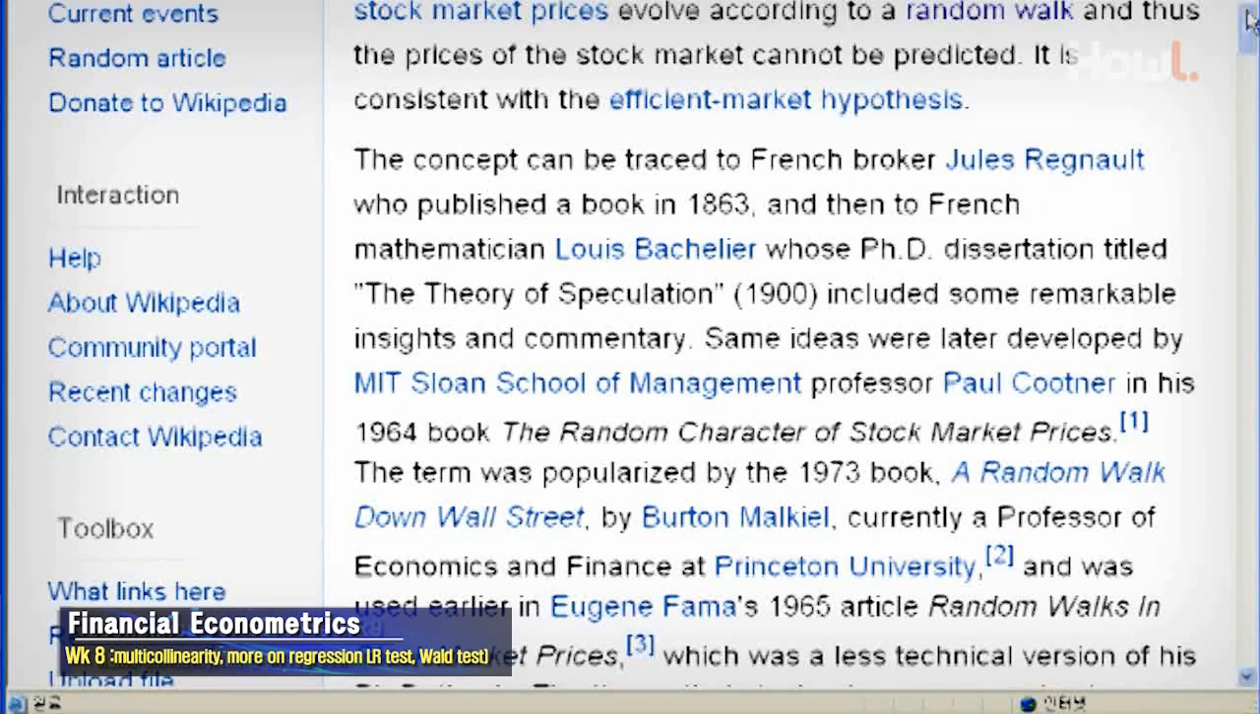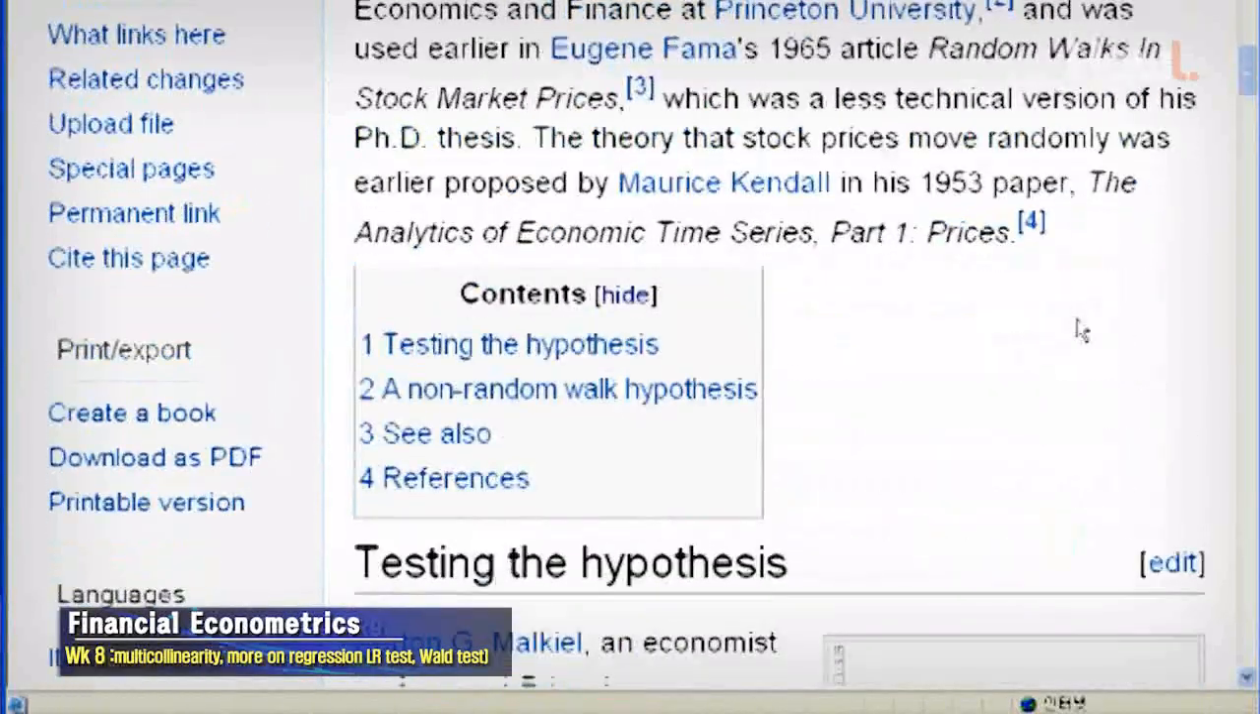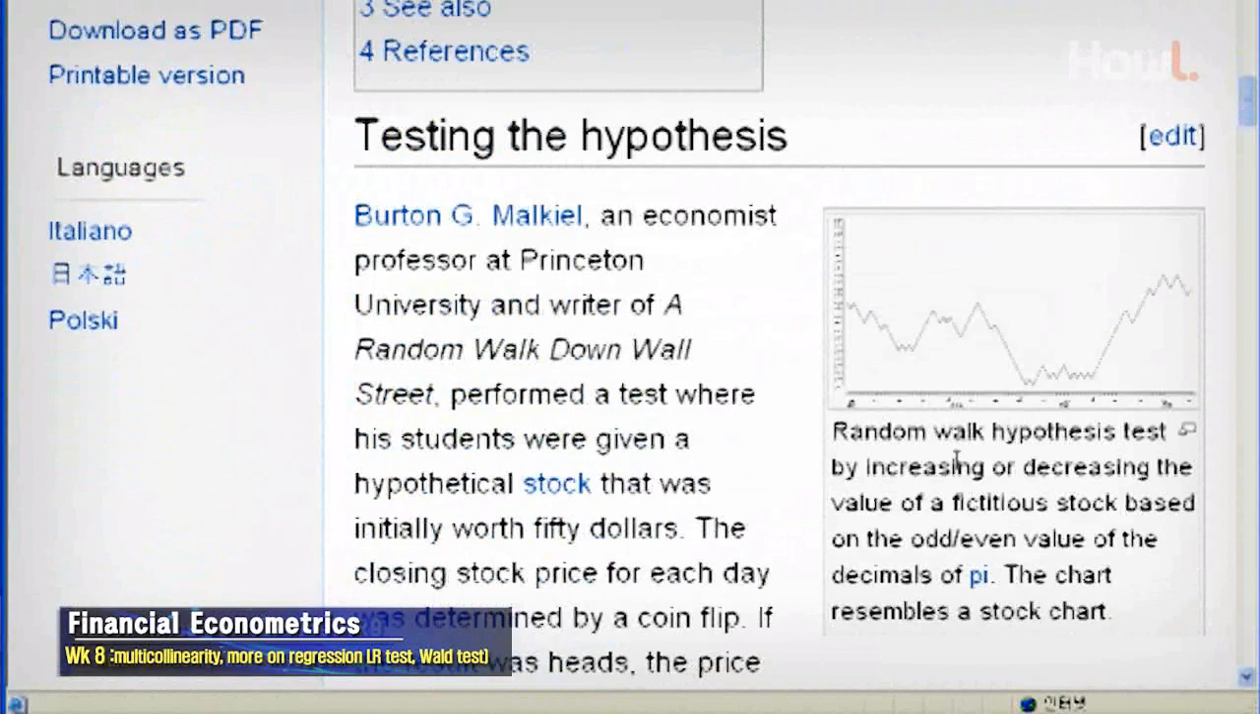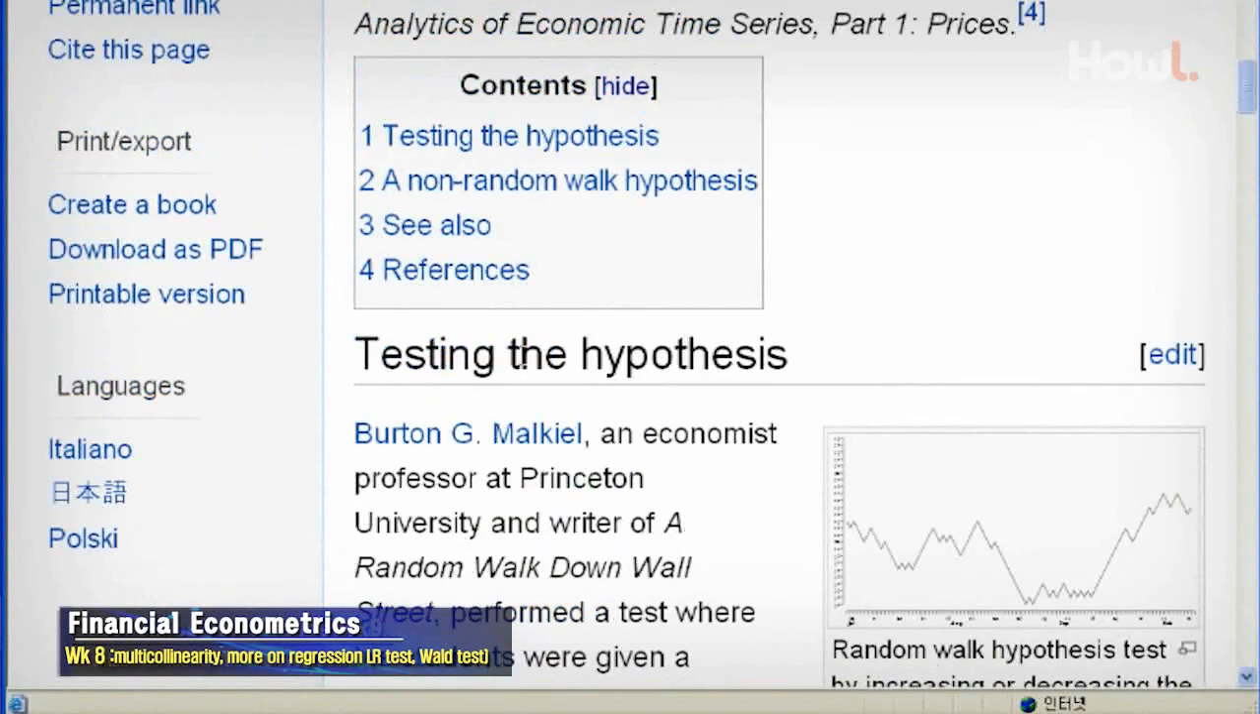So can you go down? Maybe there is another explanation. More. More. No, not many. Anyway, yes, I think that's the correct explanation about the random walk hypothesis.